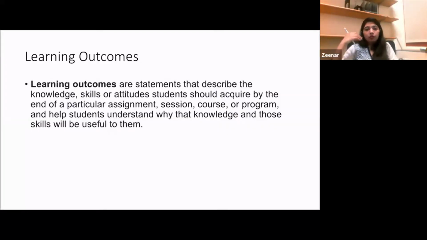Okay, so before we jump into the constructive alignment piece, let's revise some of the key terms that we will be using in the constructive alignment session. So the first term that we might encounter is learning outcomes. Learning outcomes, as the word itself says, outcomes is the product that you get out of learning.